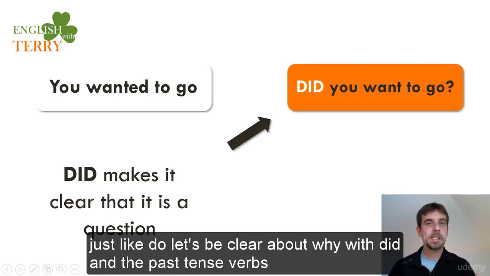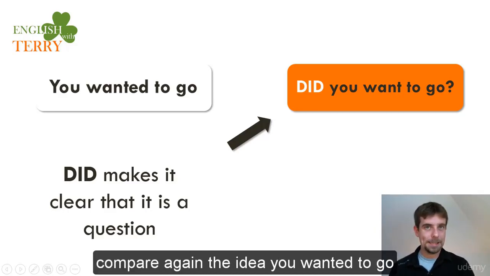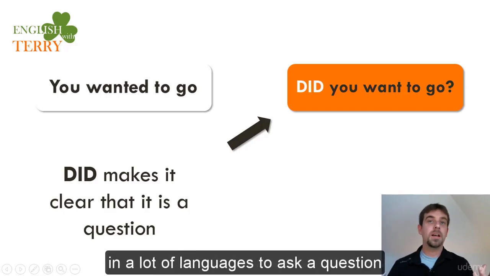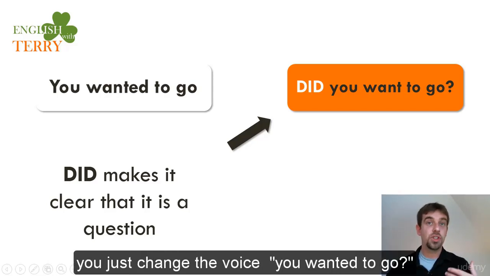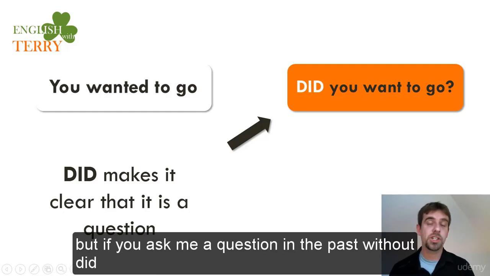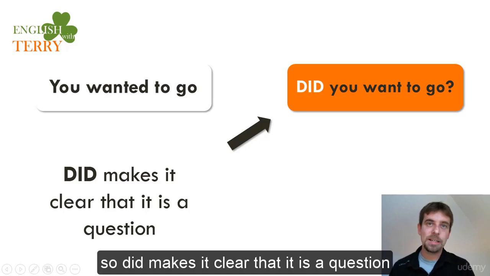Just like do, let's be clear about why with did and the past tense verbs and how they work. Compare again the idea. You wanted to go. In English, this is a fact, not a question. In a lot of languages, to ask a question, you just change the voice. You wanted to go? You needed to buy it? But if you ask me a question in the past without did, I'm not sure. Is it a question or not? So did makes it clear that it's a question.